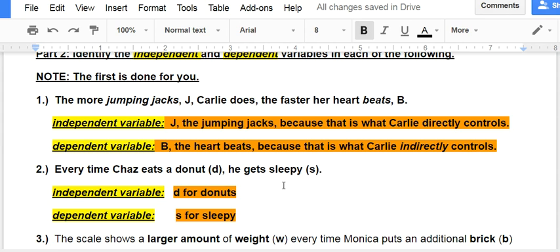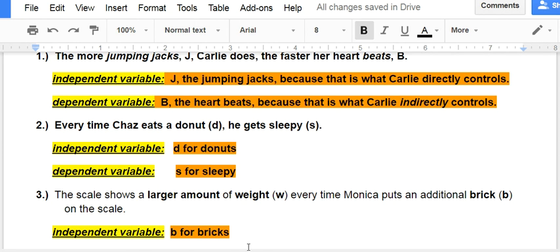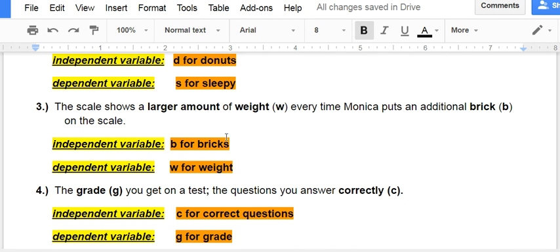And he gets sleepy, so how sleepy he gets directly relates to the number of donuts he eats. The more donuts he eats, the sleepier he gets, right? So sleepiness is dependent on how many donuts he eats. Same thing for the next one. Monica, the more bricks that Monica puts on the scale, the more the scale will show an increased weight. Okay, so Monica is controlling the number of bricks, and the W is the weight, which is going to change based on the number of bricks Monica puts on there.